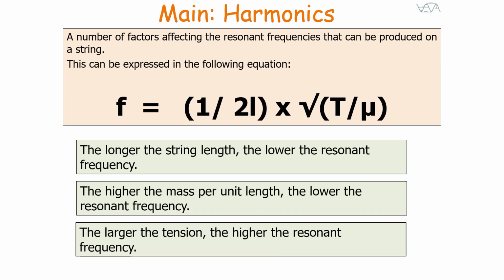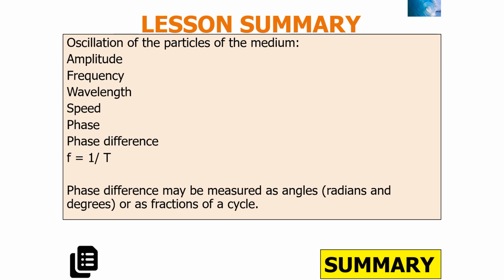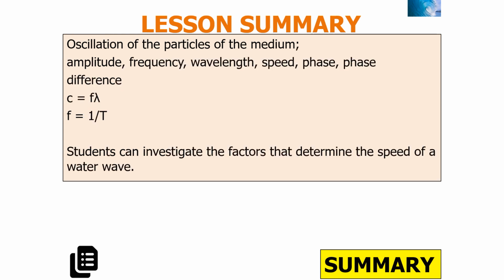So let's summarise what we've looked at in this particular revision session. We looked at the idea of the oscillations of particles in a medium with amplitude, frequency, wavelength, speed, phase difference, and frequency is 1 over time period. Now phase difference may be measured as angles or fractions of a cycle. In addition, we know that the speed is equal to f lambda, and that you can investigate the factors that determine the speed of a water wave.